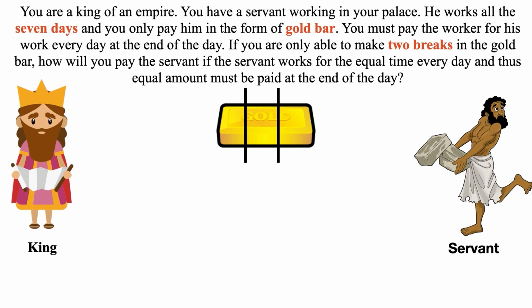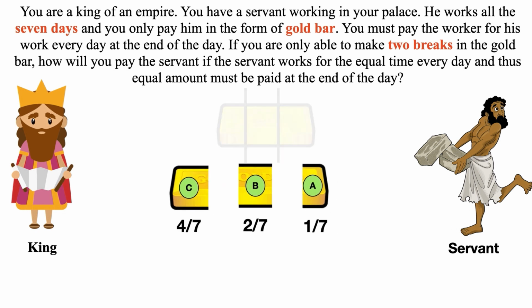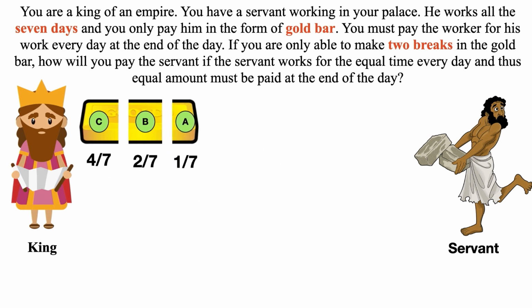Make 2 cuts on the gold bar, such that you have the following sizes of bars. Bar A should be 1/7 of the bar, bar B should be 2/7 of the bar, bar C should be 4/7 of the bar. Let's check whether it is going to work.